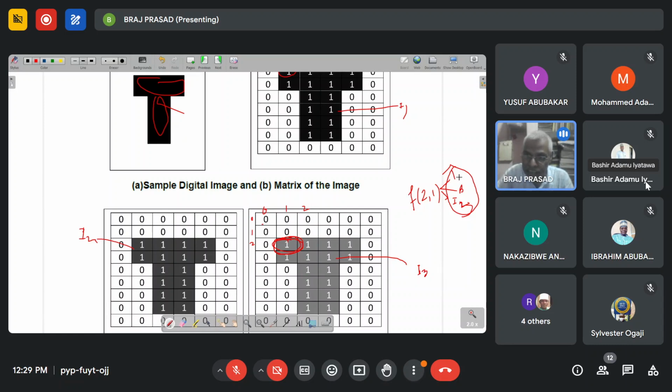We store all these values for this cell, for this cell, and for every other cell. So we store the cell elements. These are our cell elements or image elements. There may be other different values for this cell element.